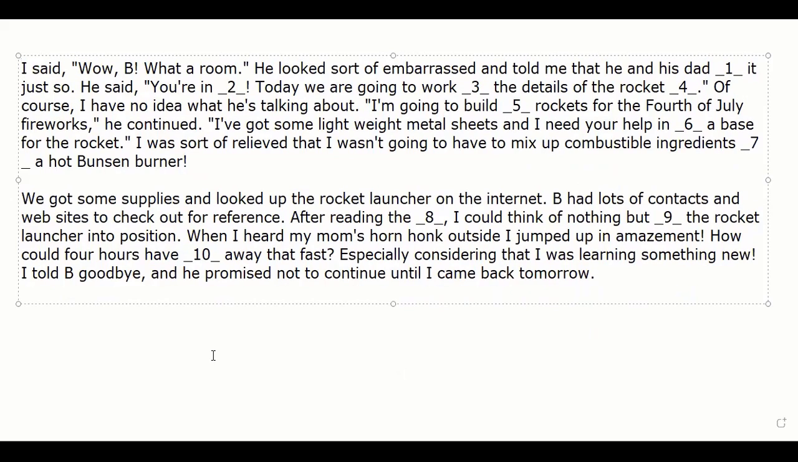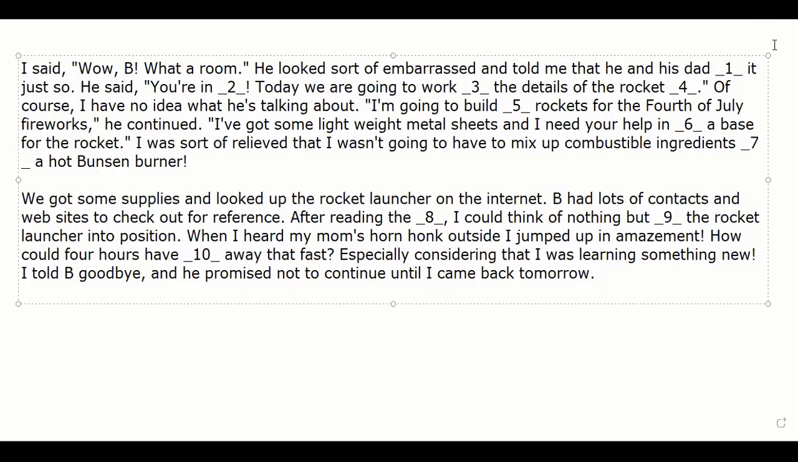Wow. I said, "Wow, B, what a room." He looked sort of embarrassed and told me that he and his dad something it just so. He said, "You're in dash today. Today we are going to work dash the details of the rocket dash." Of course, I have no idea what he's talking about. "I'm going to build dash rockets for the 4th of July fireworks," he continued. "I've got some lightweight metal sheets and I need your help in dash a base for the rocket."